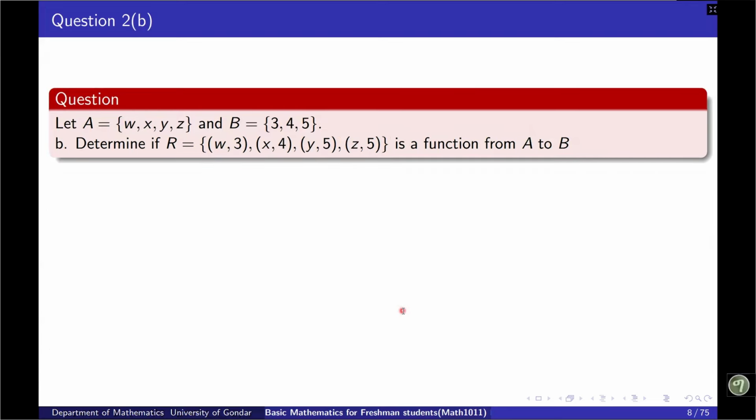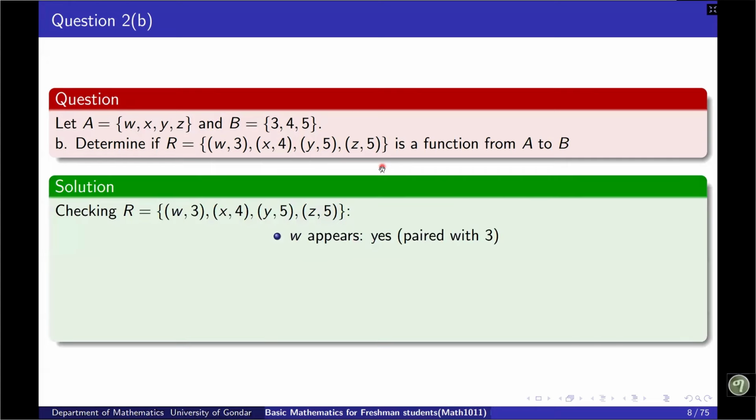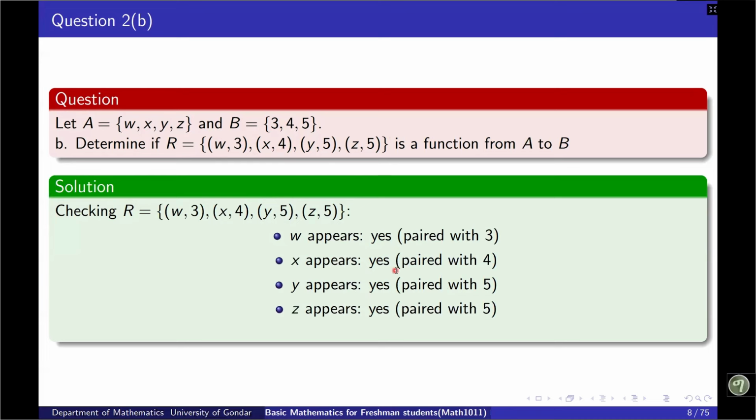Second one: on the same information, we are given the relation R containing these four elements, and we are asked to determine whether this relation is a function from A into B. So when we check this, W appears and is paired with 3. Similarly, X appears and is paired with 4. Y appears and is paired with 5. Z also appears and is paired with 5. You clearly observe that the last two elements of this relation R are Y5 and Z5. That means Y and Z have the same images, and the domain is W, X, Y, Z, the elements of set A. Therefore, each element of A appears exactly once. There is no repetition, and no element of set A has more than one image, so this is a function from A to B.